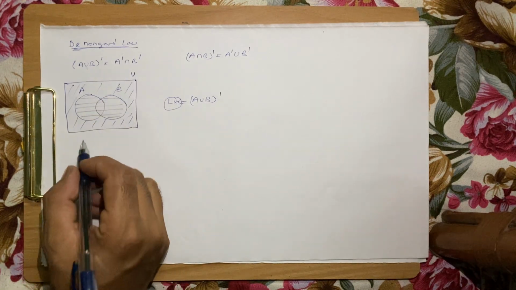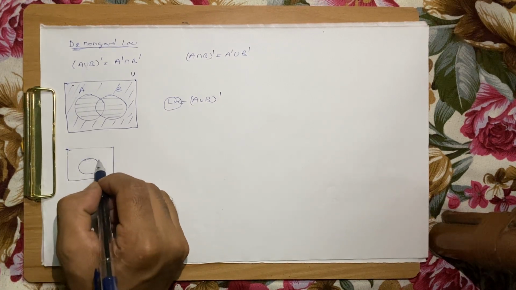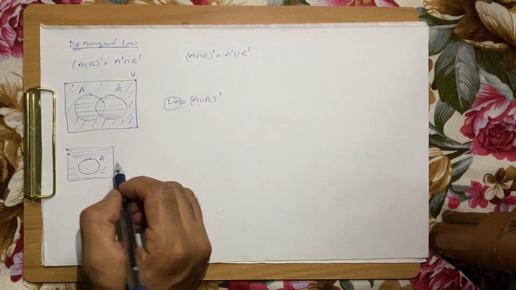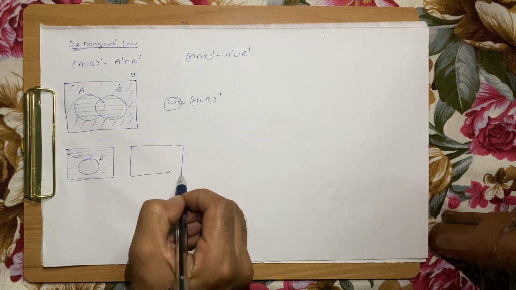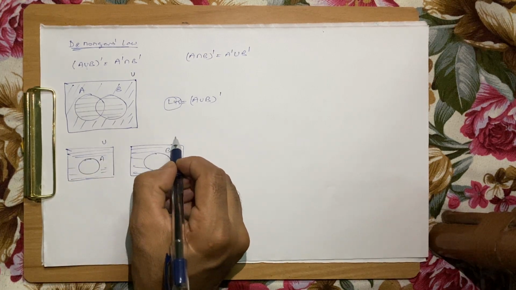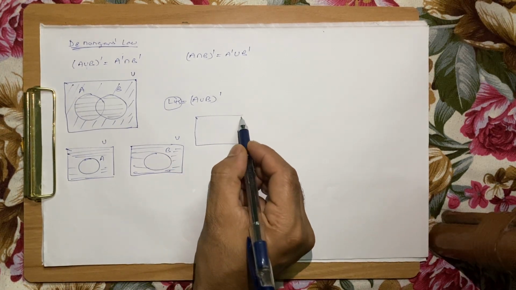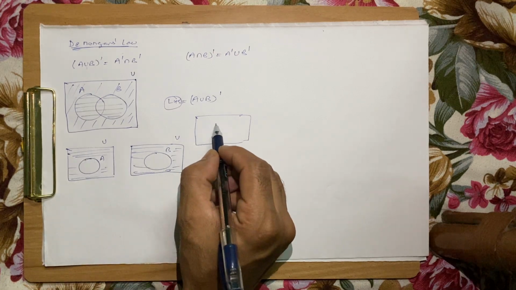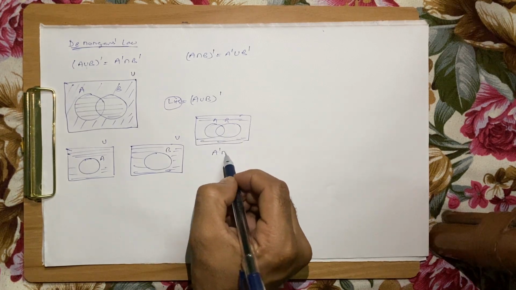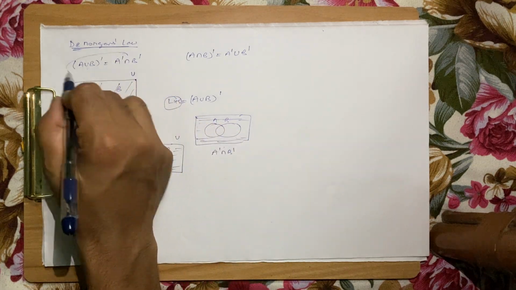Now look at this one, A dash intersection B dash. If you draw A and B separately, and talk about A dash, then this is the outside region only, right? And you do intersection with B dash. What is B dash? If this is B, then this outside region is B dash. This is the universal set. So the intersection of both of these will be the same diagram, the common region for both, which is the outside region. So leaving apart A and B, the outside region is A dash intersection B dash, which is the same as this diagram. This is why they are both equal.